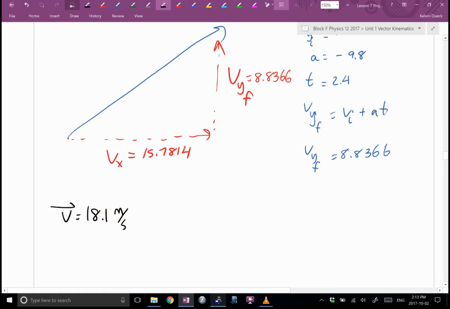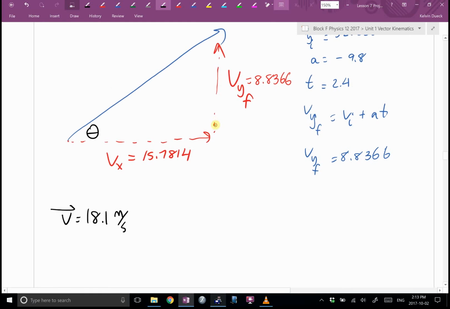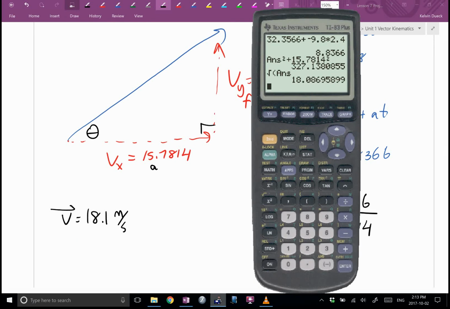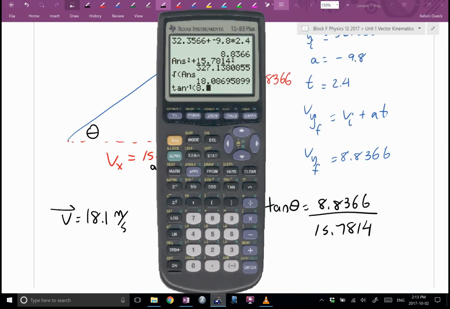Direction. Theta always goes where the vector is originating from, which in this case is going to be bottom left. Opposite, adjacent. Oh, we're back to tan. Tan theta is opposite over adjacent. And I get shift tan 8.8366 divided by 15.7814. Close off the bracket. You get 29.2 degrees.